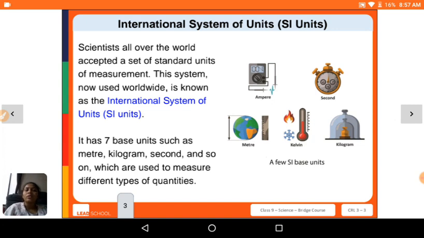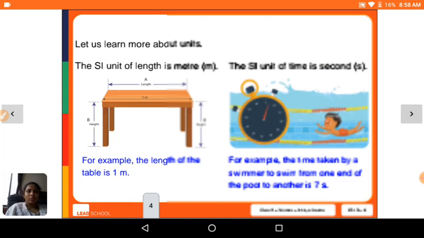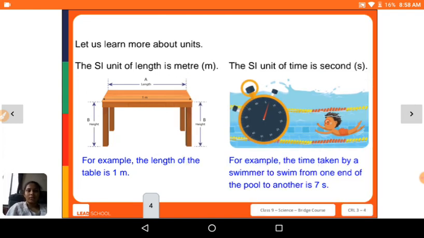So it is known as the International System of Units, SI units. In that there are seven base units like meter, kilogram, second, Kelvin, ampere, and many more. Right? So let us learn about the units. The SI unit of length is meter. For example, the length of the table is 1 meter.